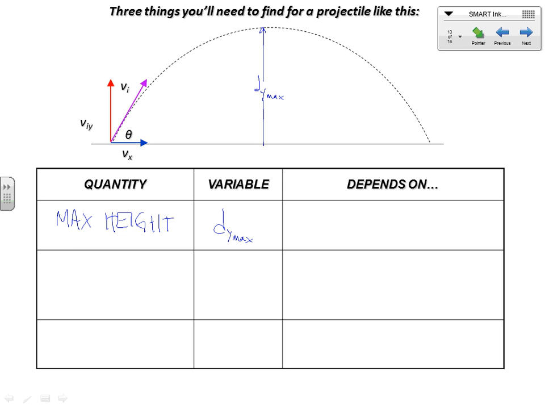We'll get to the next column in a minute. Other thing we could ask you to find, well, we could ask you to find this, which we call range. Really, variable dx. And the third thing, you can't really label on here, but the third thing I can ask you to find we'll call hang time.